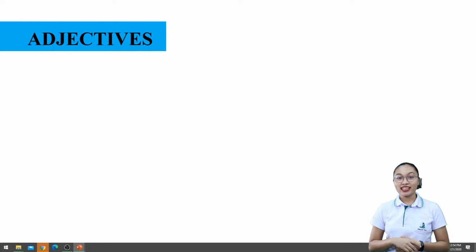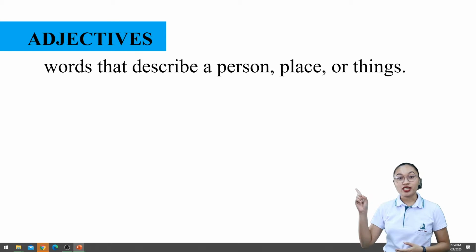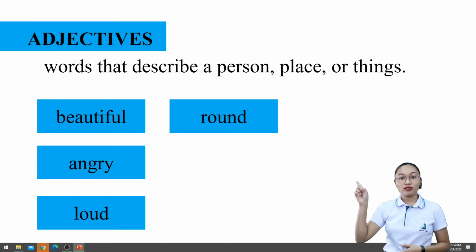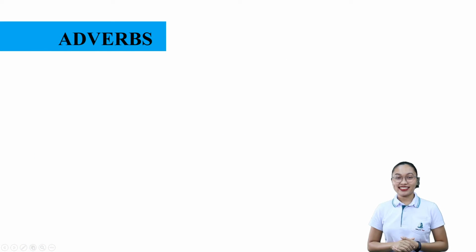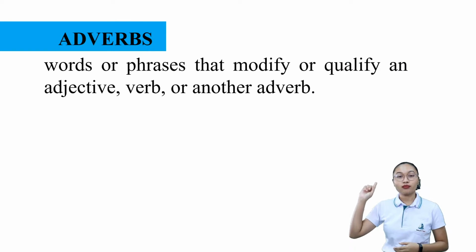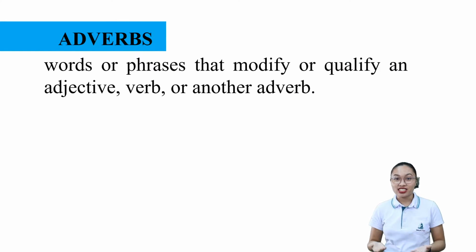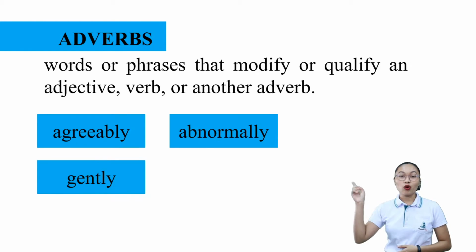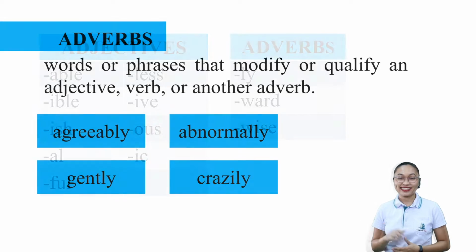Now, what are adjectives? They are words that describe a person, a place, or a thing. Some of them are beautiful, angry, loud, round, and blue. On the other hand, adverbs are words or phrases that modify or qualify an adjective, verb, or another adverb, like agreeably, gently, abnormally, and crazily.